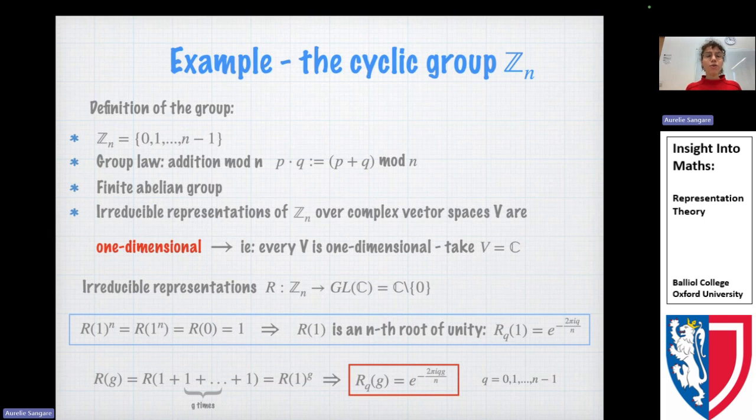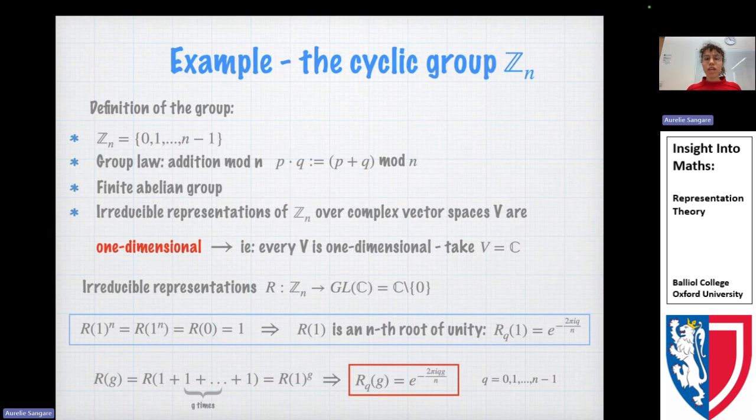And your cyclic group is a finite abelian group. Finite because it has a finite number of elements, n elements, and abelian because the group law, addition mod n, is commutative. And now we're interested in the irreducible representations of the cyclic group Zn over complex vector spaces V. So don't worry too much about the fact that the vector space is complex. And these irreducible representations over complex vector spaces V are one-dimensional. So they have dimension 1. That means that the vector space V is always one-dimensional.